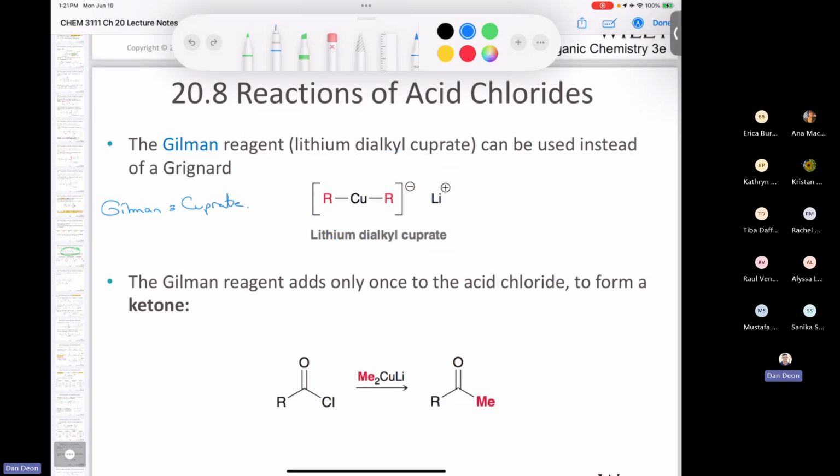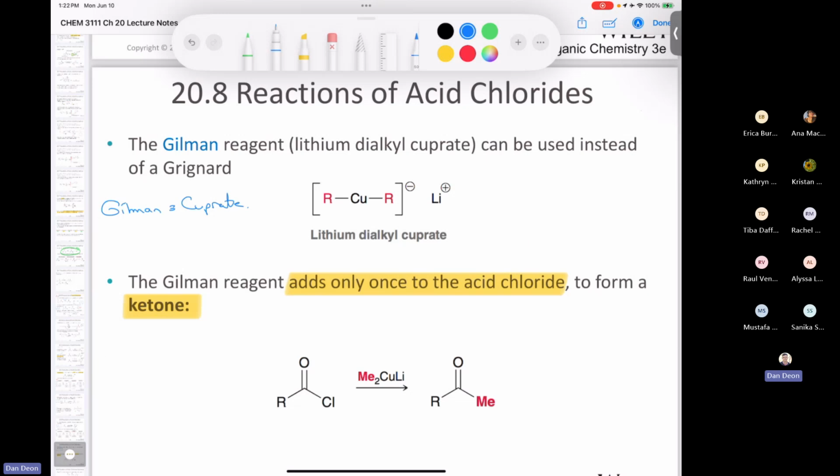And there's no mechanism supplied in our textbook for this reaction whatsoever, absolutely nothing, okay? But the way the cuprate works is that you have the copper bound to two R groups, and that gives it a negative charge, and then you have your lithium cation like that. So we call it a lithium dialkyl cuprate, and it turns out that the R groups here are less nucleophilic than the R group from a Grignard, and so it only adds once to the acid chloride, and you end up forming a ketone.